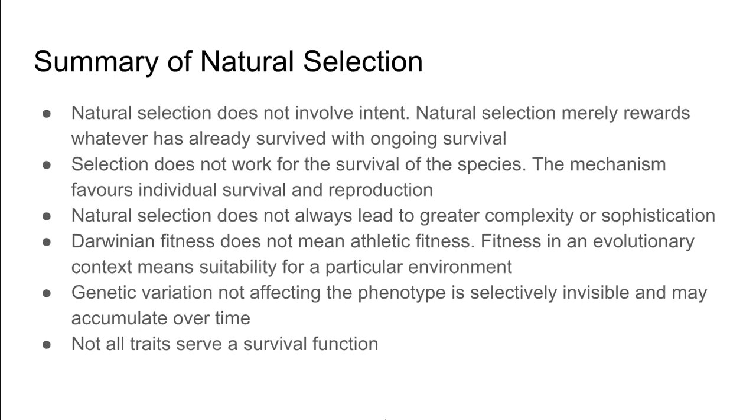So, as a summary, natural selection does not involve intent. No one actually goes about trying to select a characteristic. It merely rewards whatever has already survived with ongoing survival. Selection does not work for the survival of a species. The mechanism favors individual survival and reproduction. Natural selection does not always lead to greater complexity or sophistication. The fitness that Darwin refers to does not mean athletic fitness. Fitness in an evolutionary context actually means the suitability for a particular environment. Genetic variation not affecting the phenotype is selectively invisible and may accumulate over time, and not all traits serve a survival function.